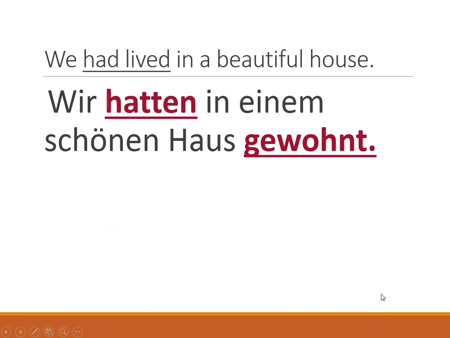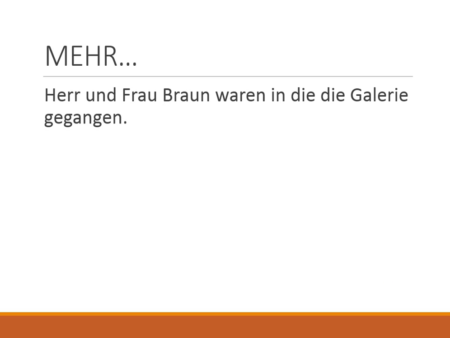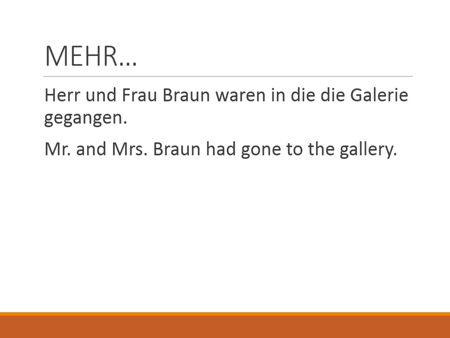Zum Beispiel, wir hatten in einem schönen Haus gewohnt. Herr und Frau Braun waren in die Galerie gegangen. Notice I made a mistake, so get rid of that D. So write the sentence down and underline the elements that make this past perfect tense. Sie hatten ein Bild gekauft. Write the sentence down and underline the elements that make this past perfect tense.